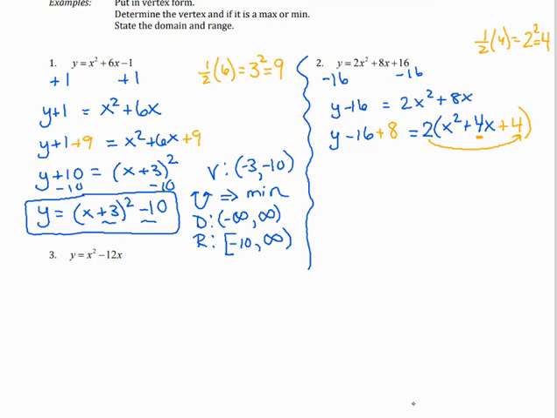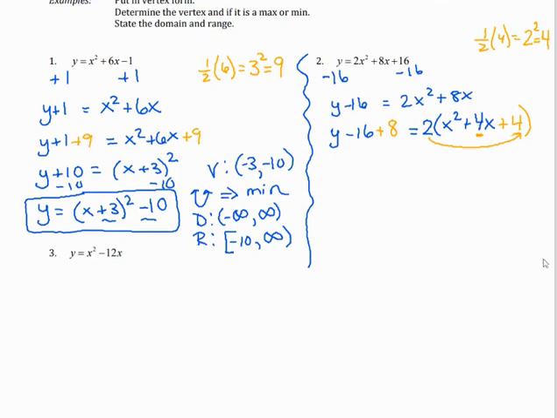On my first example, that coefficient was a 1, so when I added 9, I really added 9, so I just add 9 to the left-hand side.